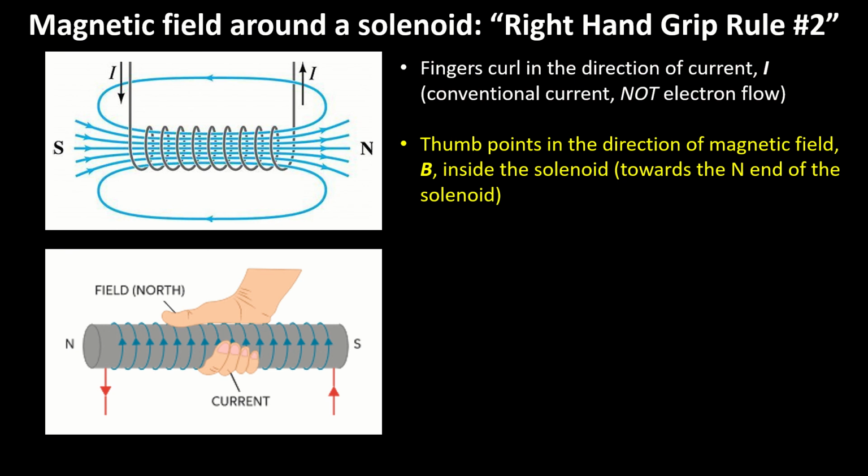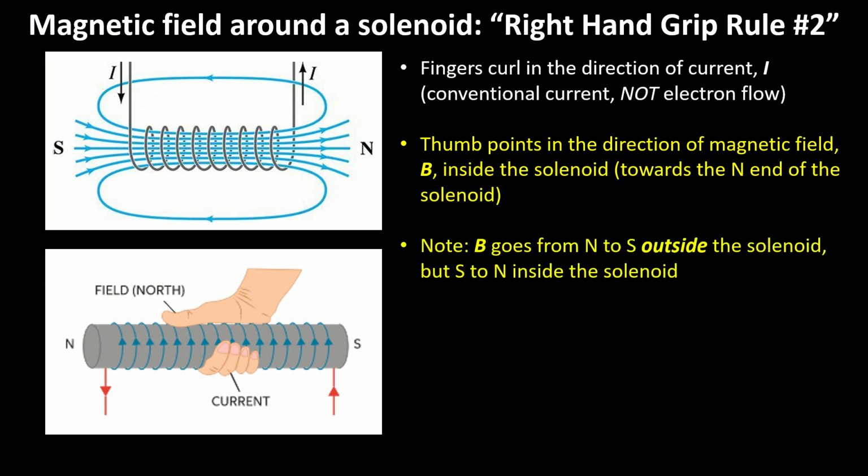It points towards the north end of the solenoid, okay? Now, it's worth mentioning here that, especially if you look at that top diagram, like I said earlier on, magnetic field goes from north to south. That's true outside the solenoid and outside a bar magnet. But inside the solenoid, the magnetic field actually goes the other way, from south to north, because it loops around and joins back up. All of those lines would loop around and join back up with the one on the other side. So it's going north to south outside, but inside it goes the other way.